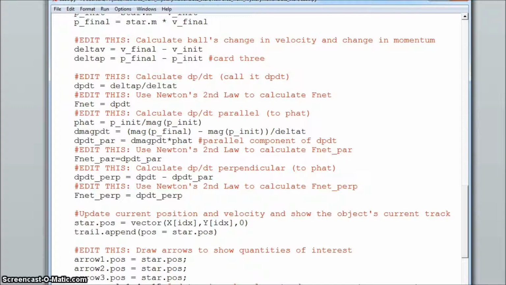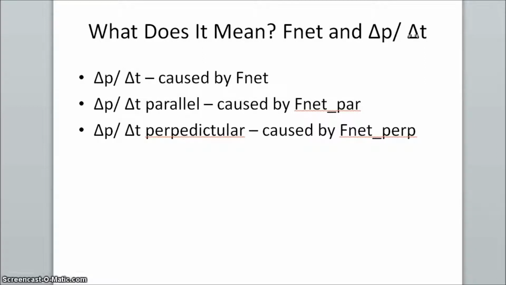Next, I calculate dp dt parallel, which is equal to the magnitude of the change of momentum over the change in time multiplied by the unit vector of momentum. The difference between the net force and delta p over delta t is that delta p over delta t is caused by the net force. Additionally, delta p over delta t perpendicular is caused by Fnet perpendicular, and delta p over delta t parallel is caused by the Fnet parallel.